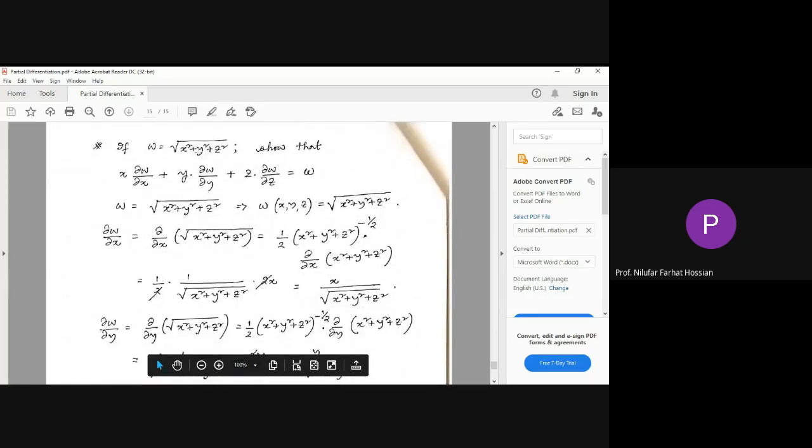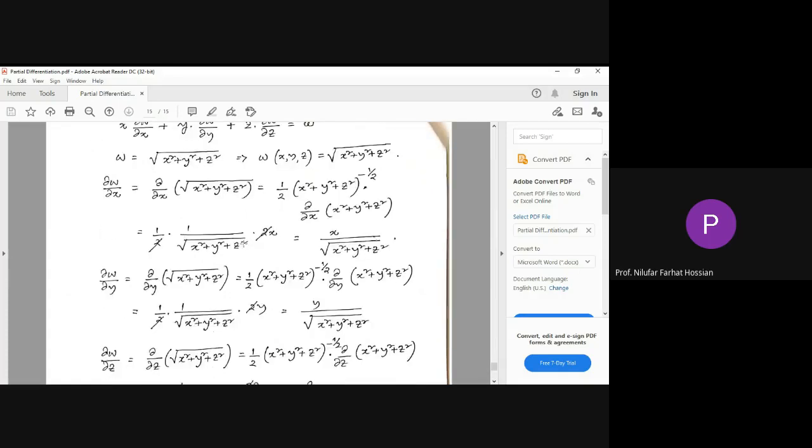If w equal to root over x square plus y square plus z square, show that x into del w by del x plus y into del w by del y plus z into del w by del z equal to w. So this is your function, which is a function of x, y, z. At first we find del w by del x, so del x of this whole thing.